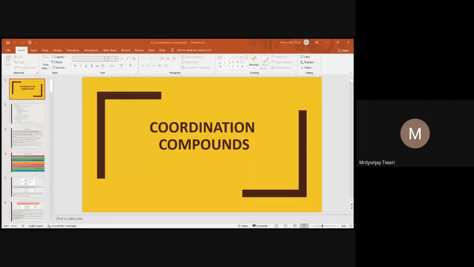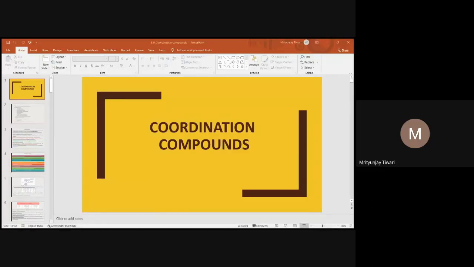We also talk about the ambidentate ligand. If a ligand has two different atoms, either of which can bind to a metal, then we call it an ambidentate ligand. For example, SCN minus, the thiocyanate ion, can bind to a metal through the sulfur atom or the nitrogen atom. So it has the potential to bind through both nitrogen and sulfur. In some coordination compounds it will bind through sulfur, and in some of them it will bind through nitrogen. And so such ligands are called ambidentate ligands.